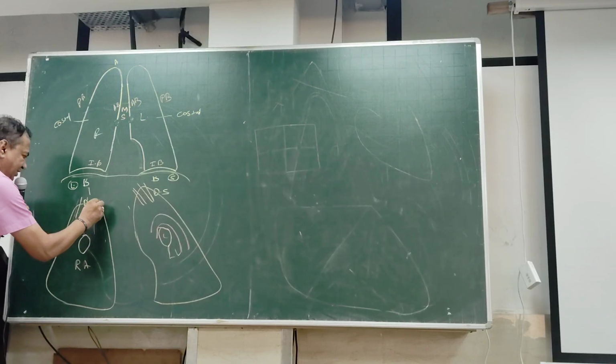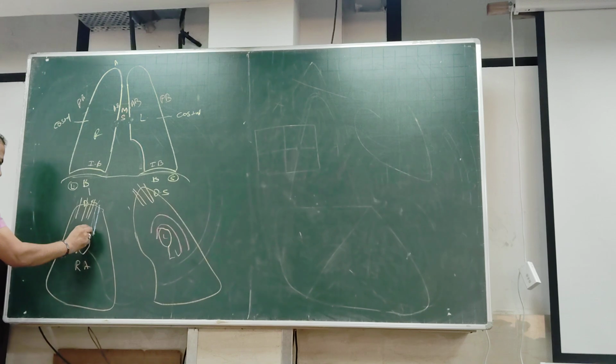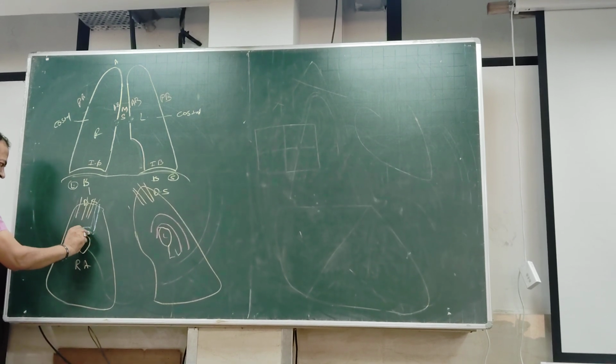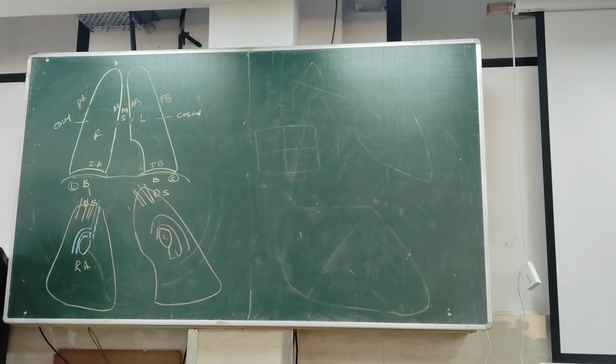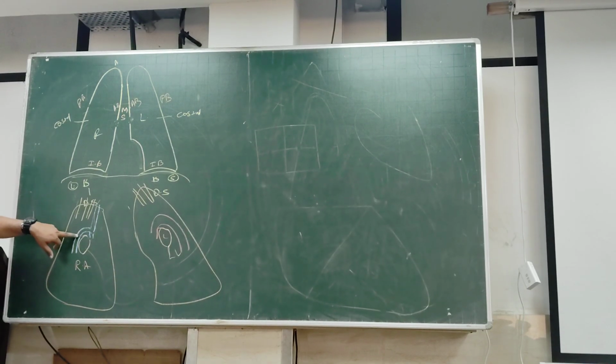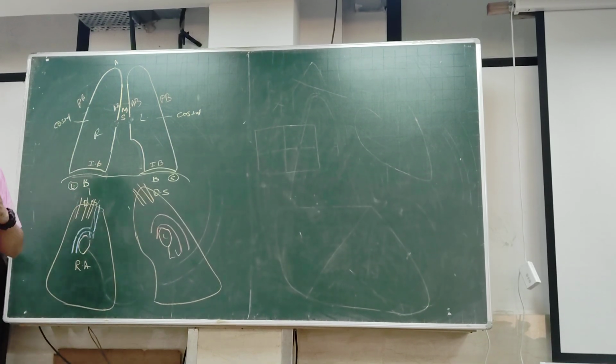So here will be the SVC, on the right side. And here also there is an arch. What is this arch? Arch of azygos. So above the right hilum is the arch of azygos, and over the left hilum is the arch of aorta.